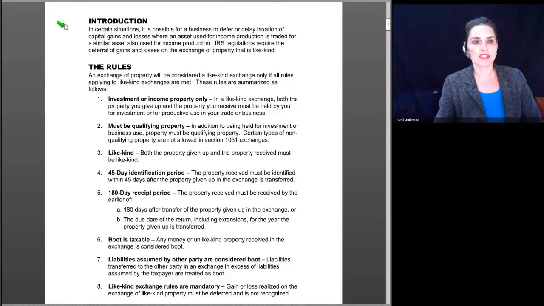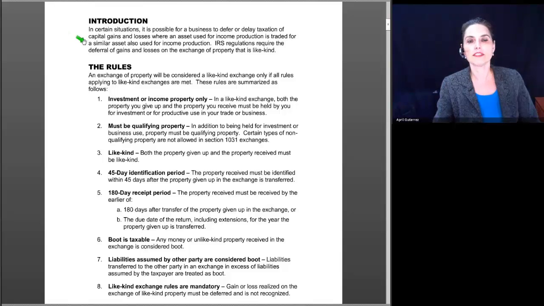In certain situations, it is possible for a business to defer or delay taxation of capital gains and losses where an asset used for income production is traded for a similar asset also used for income production. IRS regulations actually require the deferral of gains and losses on the exchange of property that is like kind. In other words, the rules are mandatory.